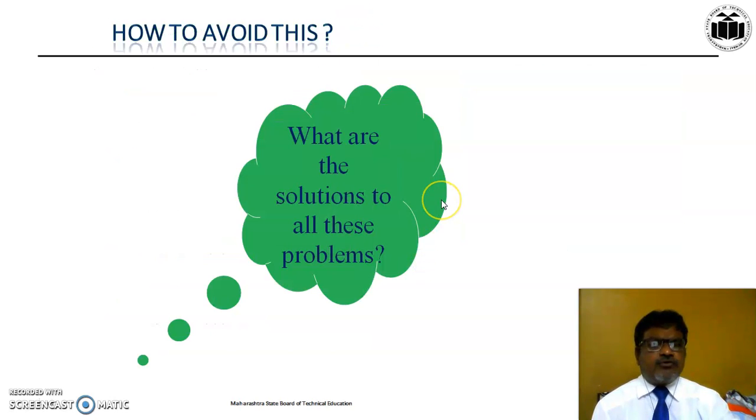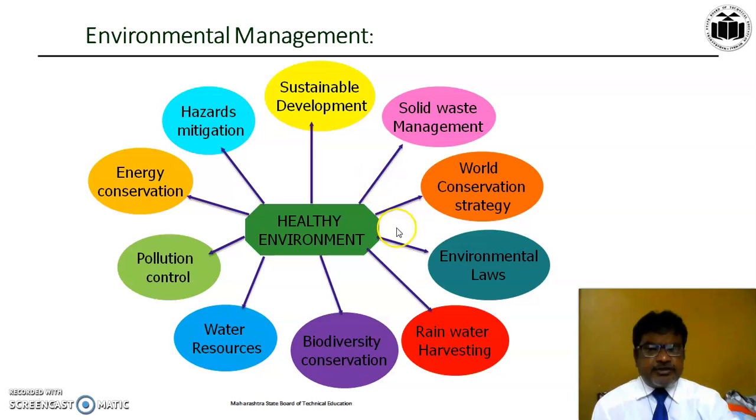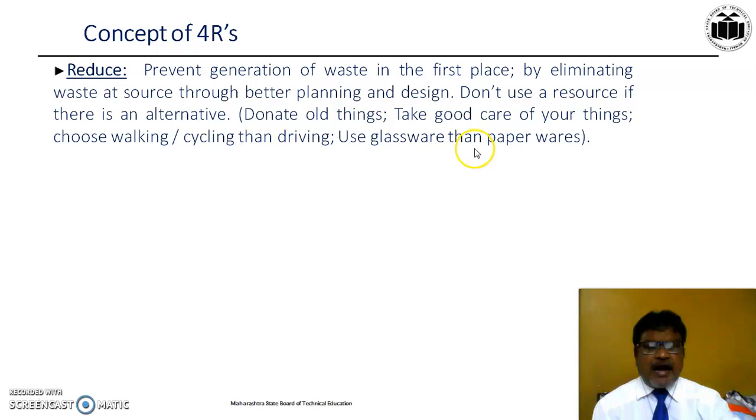So students, how do we avoid these environmental issues? Environmental issues are avoided by environmental management, which contains sustainable development, solid waste management, forest conservation, environmental laws, rainwater harvesting, biodiversity conservation, conservation of water resources, pollution control, energy conservation and hazard mitigation. So these are required. How can it be achieved? This can be achieved by the 4R principles.